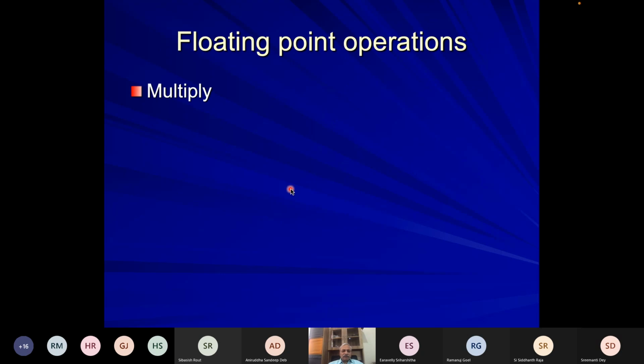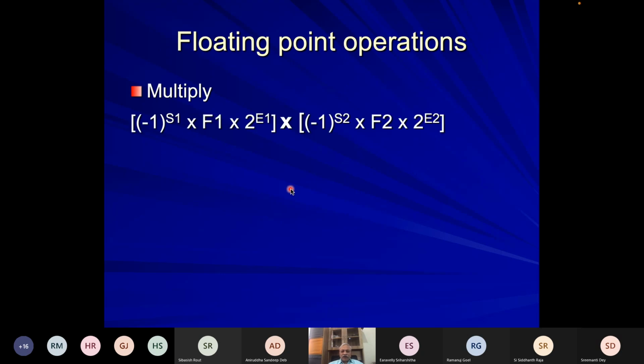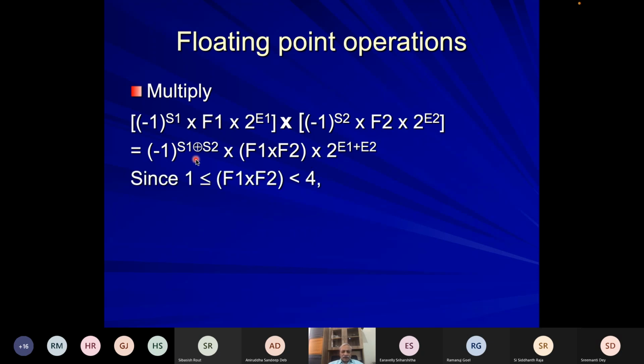The other two operations, multiply and divide, are also not difficult. If these are two numbers, what you're doing is multiplying the fractions and adding the exponents. The sign will be the XOR, exclusive OR, of the two signs. When you multiply two fractions which are in the range 1 to 2, the product would be in the range 1 to 4, and you may need to normalize it.